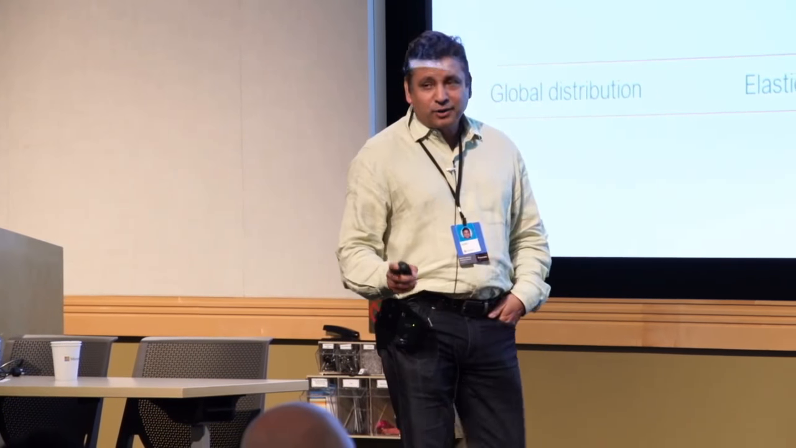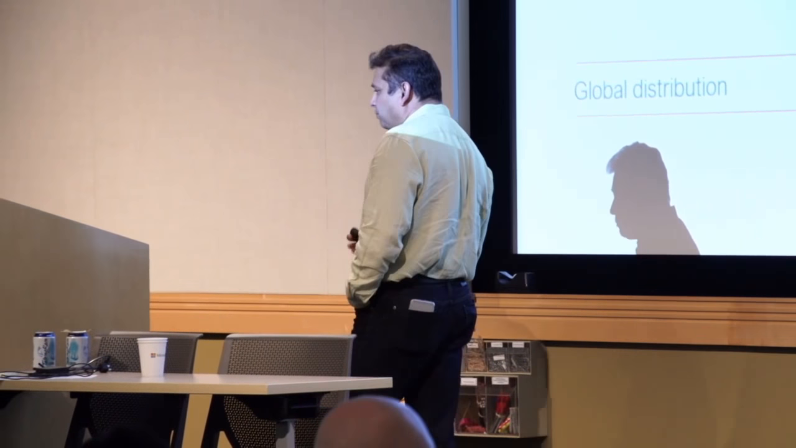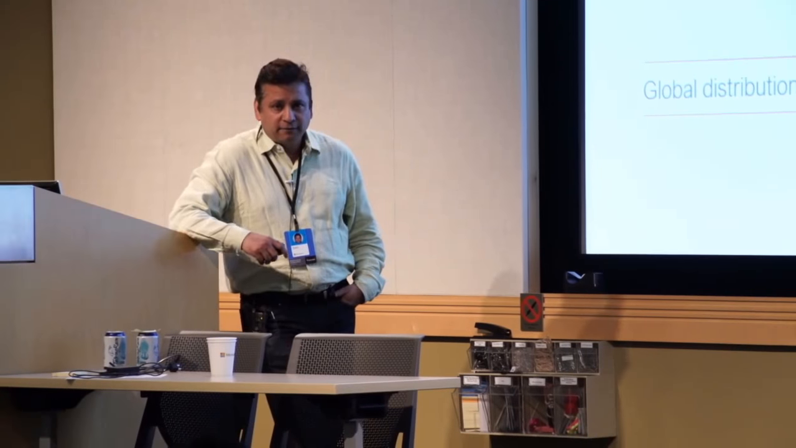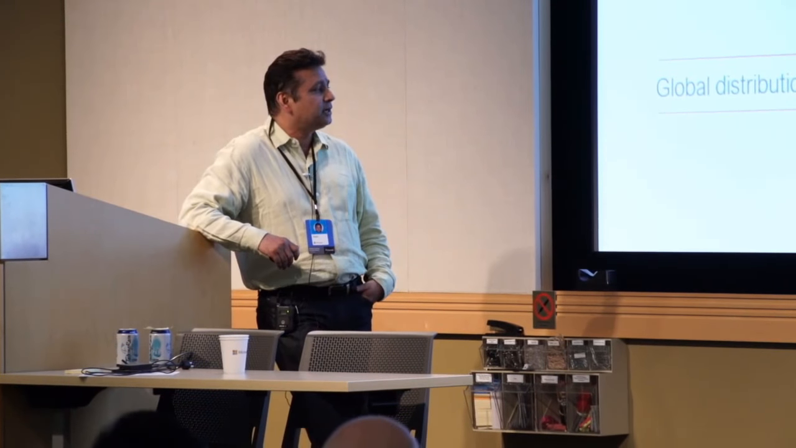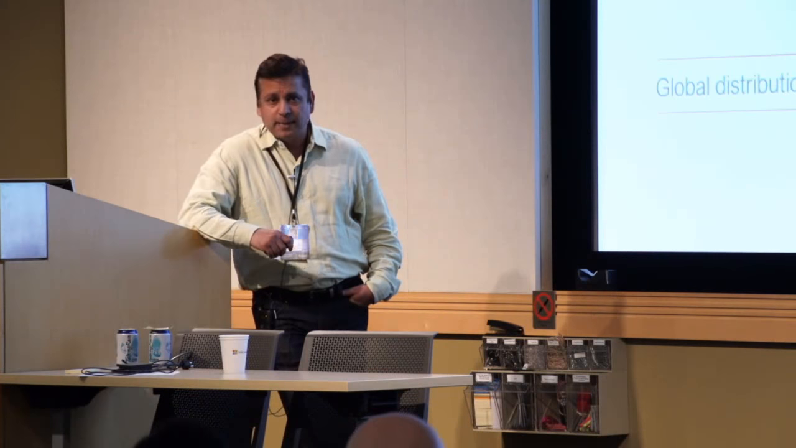So we'll quickly talk about Cosmos DB. I know you guys already heard about it, so I will try to differentiate Cosmos DB from the other products in the market. Cosmos DB is a born-in-the-cloud database. It was completely born in the cloud, and our fundamental design principles, from the inception, were global distribution, elastic scale-out, guaranteed low latency, and five consistency levels.